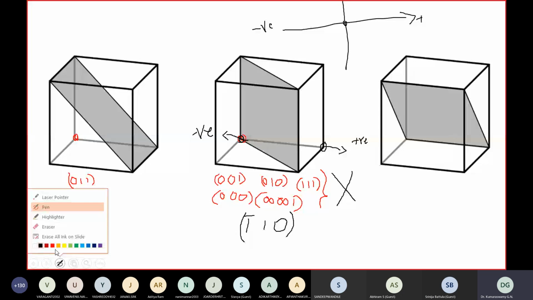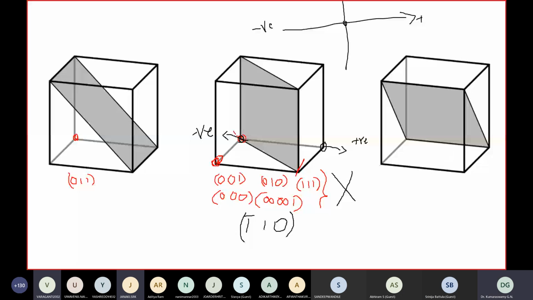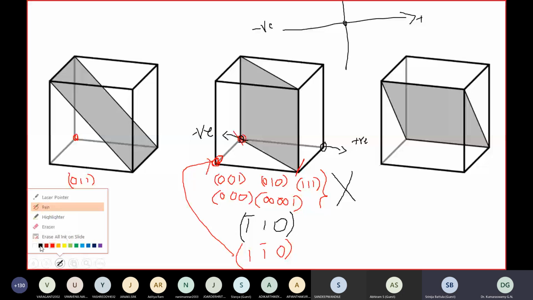Alternatively, we can also choose this as the origin. When you represent, you have to be careful. When you choose this as the origin, x becomes a positive intercept and y becomes a negative intercept. In that case, you get 1 minus 1 0, which is 1 1 bar 0. Don't say minus 1, say 1 bar. This is for this origin, and the other is for that origin.